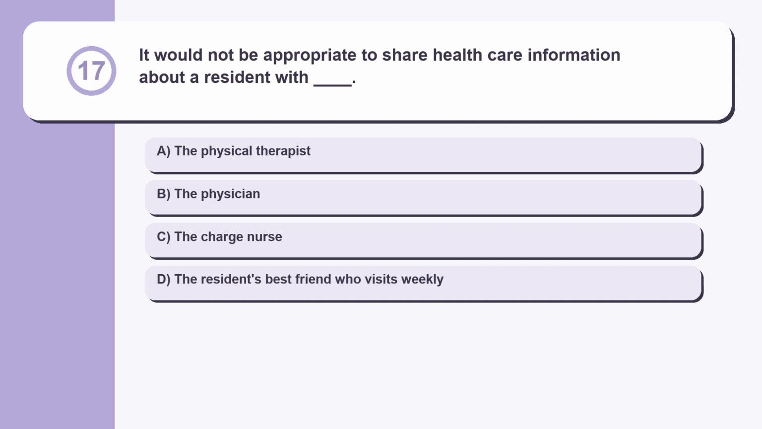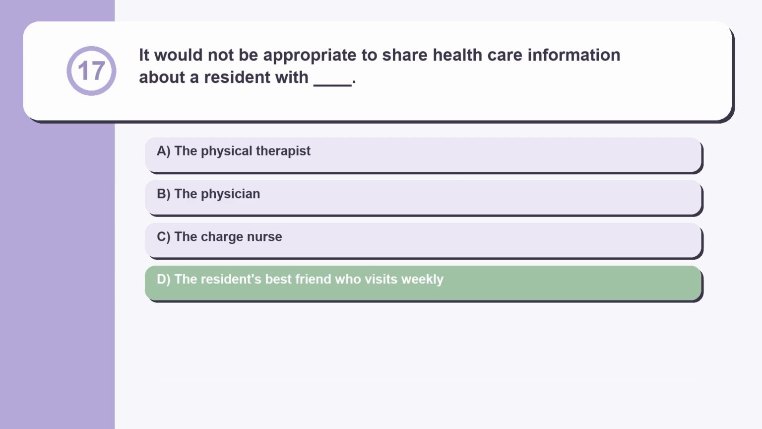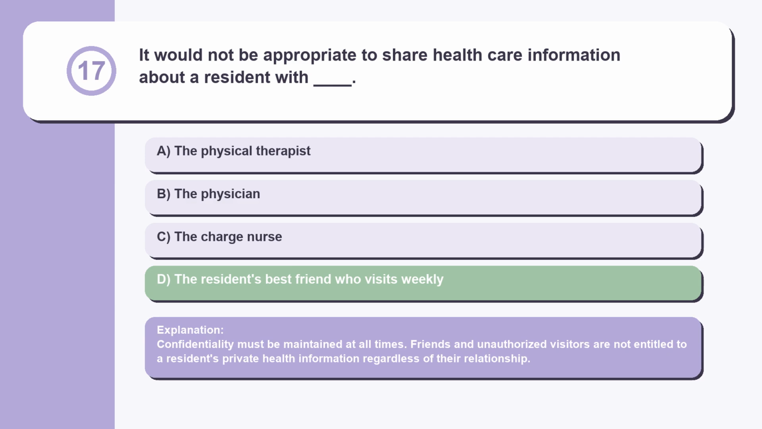Question 17. It would not be appropriate to share healthcare information about a resident with: the physical therapist, the physician, the charge nurse, the resident's best friend who visits weekly. Confidentiality must be maintained at all times. Friends and unauthorized visitors are not entitled to a resident's private health information regardless of their relationship.